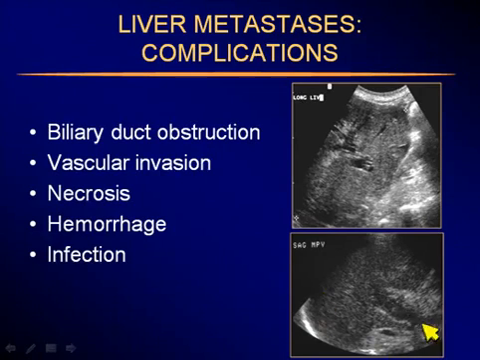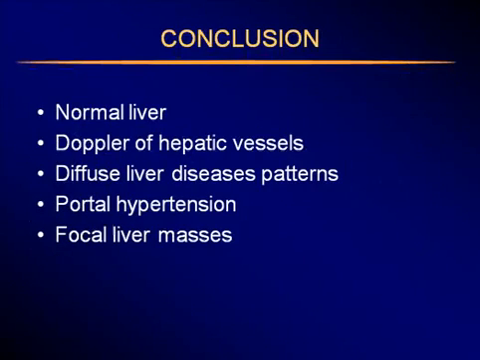This is a patient who has hepatocellular carcinoma in the left lobe, and tumor has grown into the main portal vein, tumor thrombus. You should look for necrosis, maybe hemorrhage or some kind of superinfection. These are all possible complications of liver metastases.